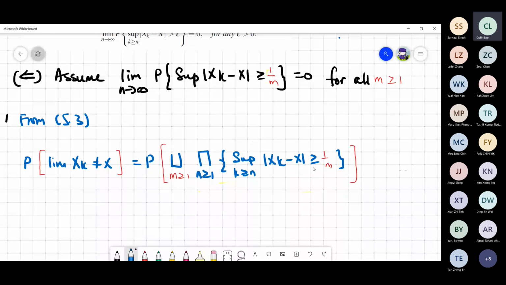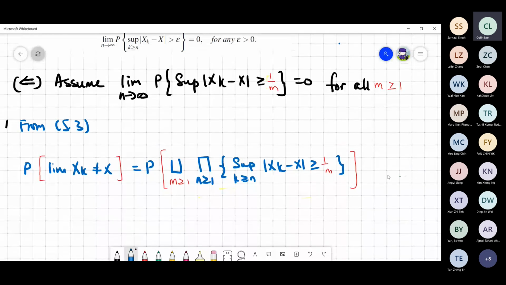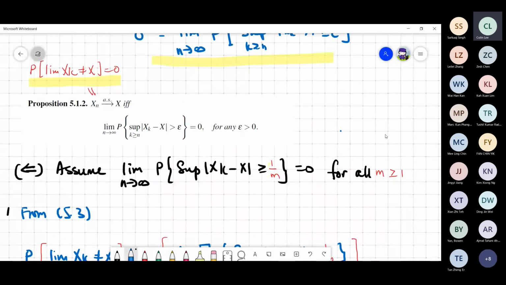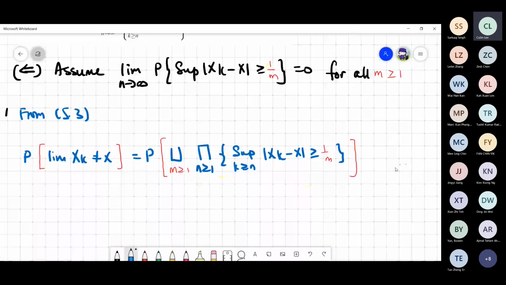Okay, maybe just to let you know what we want to prove. We assume this. We want to prove xn converges to x almost surely, which is equivalent to saying that the probability of the limit of xk not equal to x is equal to 0. We want to get this conclusion here. I think this part is easier. So this is equal to this.